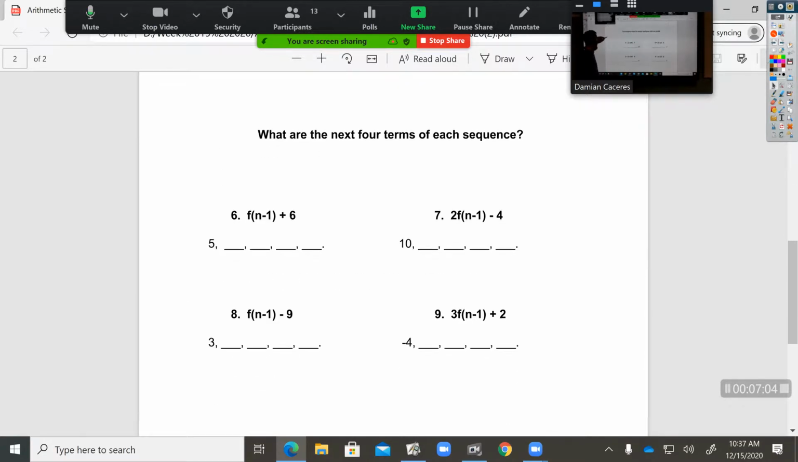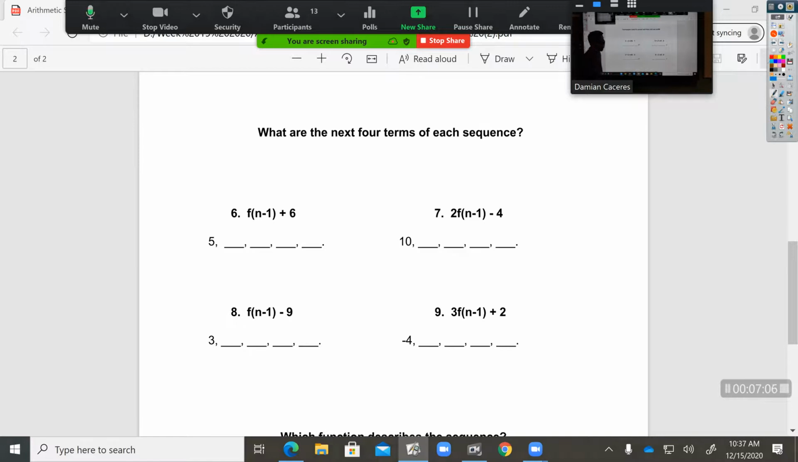Now on this one here, it's asking what are the next 4 terms in the sequence. So the first number is 5. You plug it in here. 5 plus 6 equals 11. And you do the same thing with the 11. 11 plus 6 equals 17, and so on and so forth. You just fill in the 4 empty spaces.